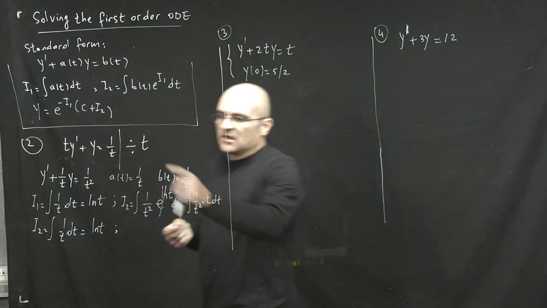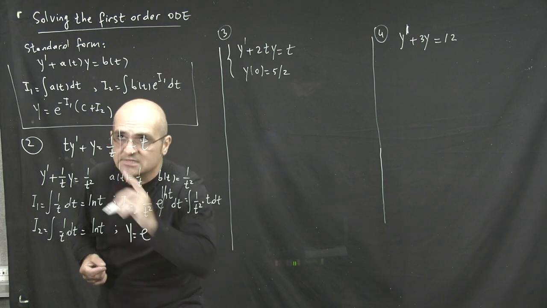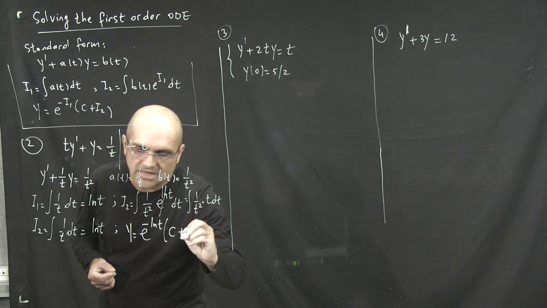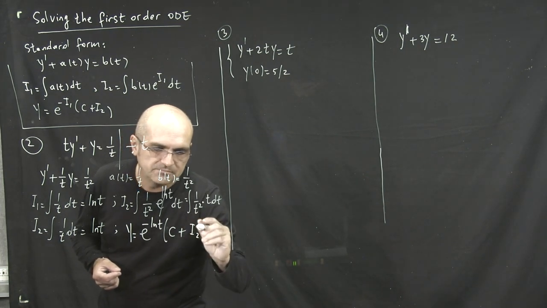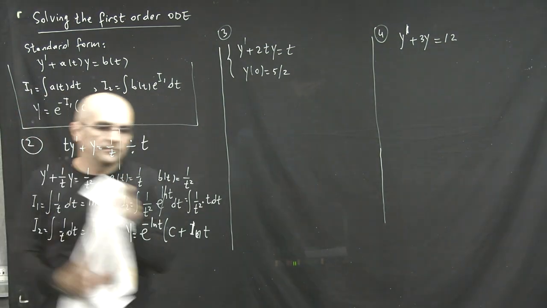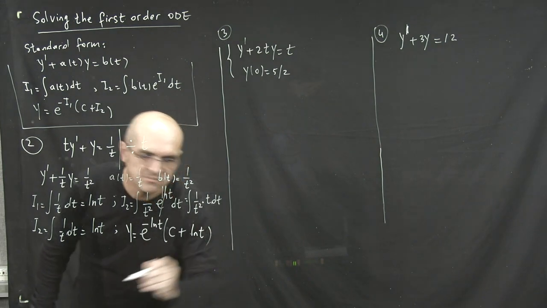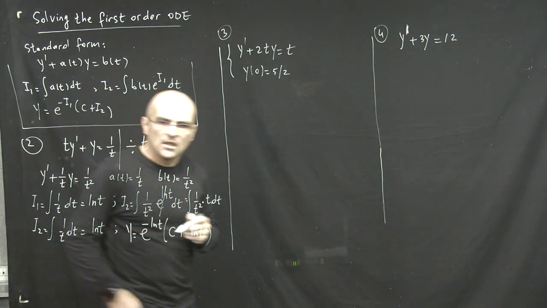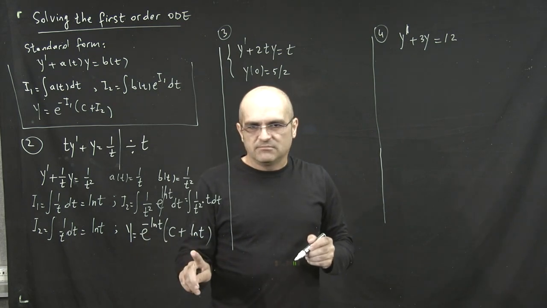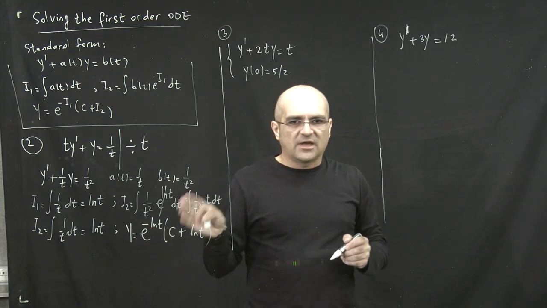So let's write down the final solution, the formula for the solution. y equals e to the minus I1, so that's minus ln of t, times c plus I2, which is another ln of t. C plus ln of t. You can leave it like that, but especially if you need to do something else with this solution, you want to simplify it further. Just again, be very careful with your algebra.